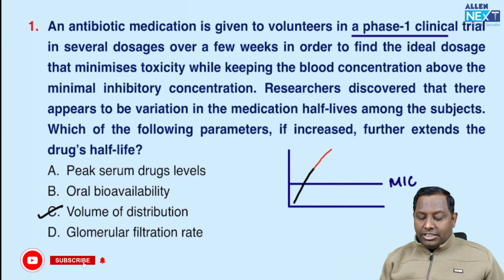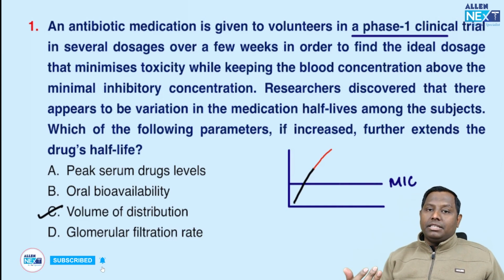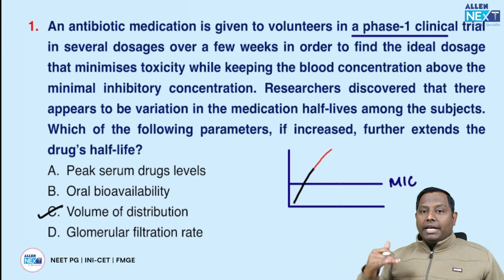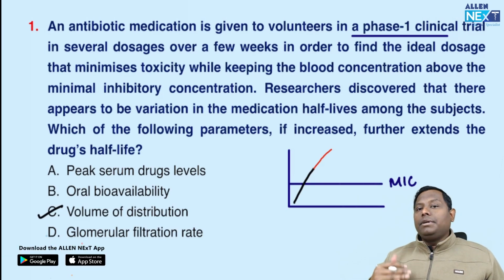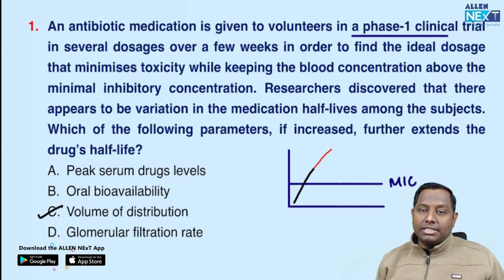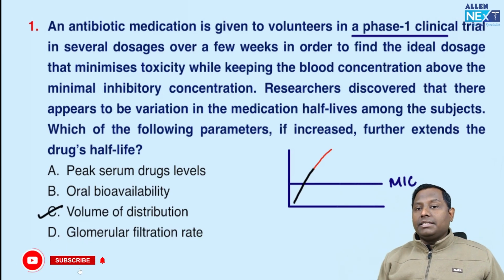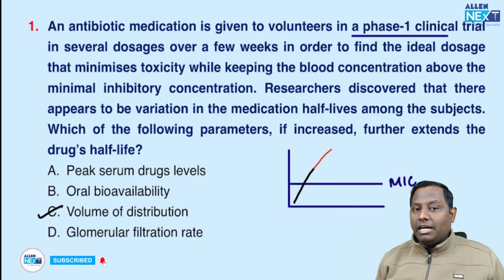Remember that. GFR, glomerular filtration rate: the higher the GFR, the more the drug is going to be excreted. Peak serum drug level will decide the plasma concentration. It is not going to decide the T half-life. It can decide the Cmax, but it will never decide the half-life of the drug.